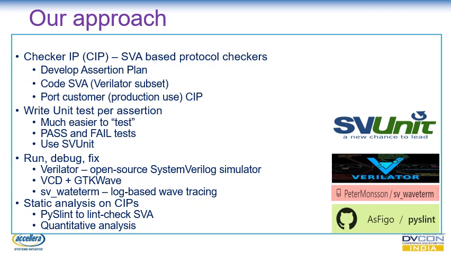The checker IP is fundamentally a bunch of properties which could be classified as assertions, assumptions, as well as covers, right? That's why we call it CIP. These are fundamentally SystemVerilog assertion based protocol checkers. And to begin with, as in any other project, you develop an assertion plan and then you code SVA.